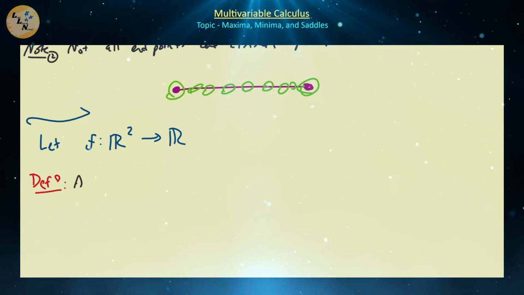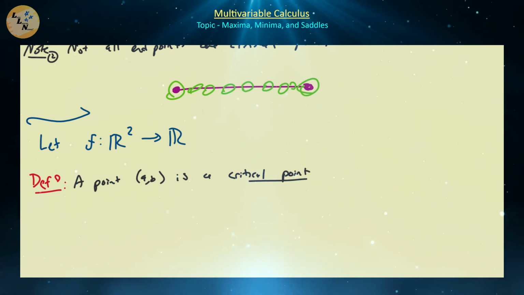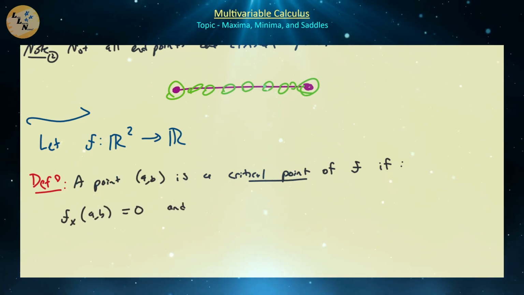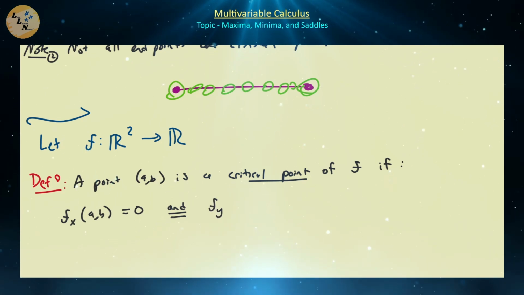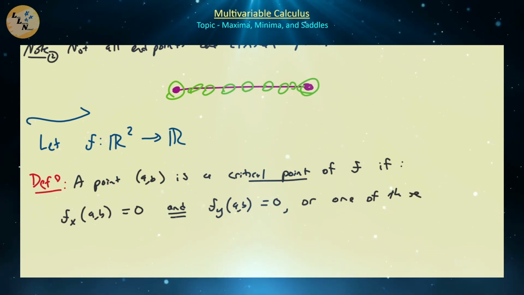So a point (a, b) is a critical point of f if the partial derivative of f with respect to x at (a, b) is equal to 0 and the partial derivative with respect to y at (a, b) of f is equal to 0, or one of these does not exist.